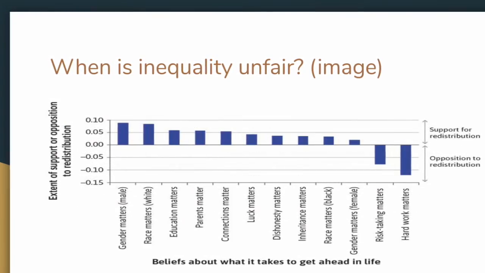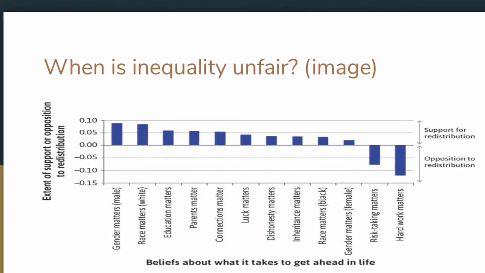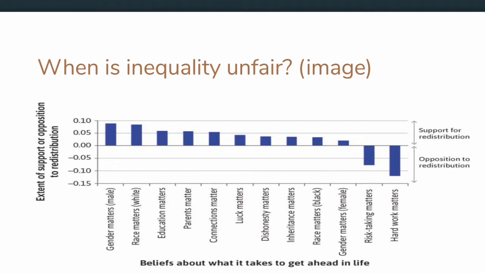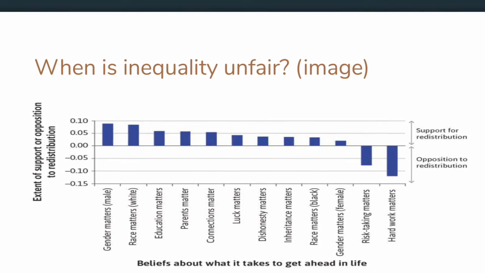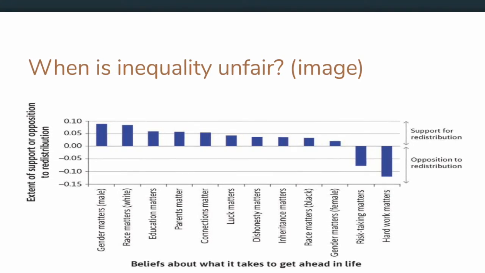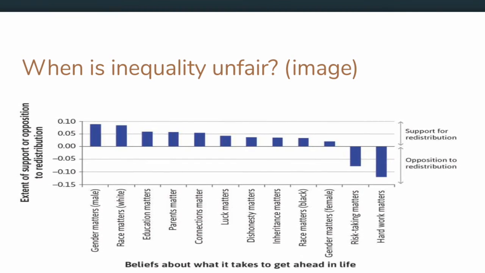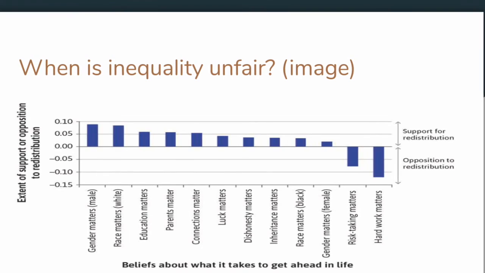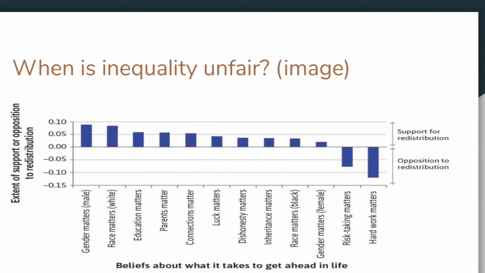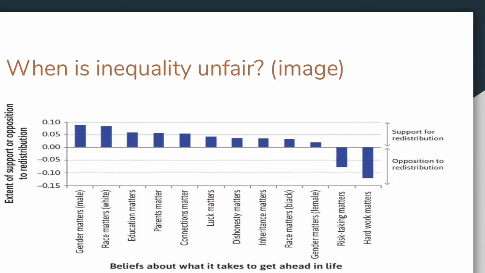So in this graph, if you read the bottom, it shows beliefs about what it takes to get ahead in life. It says gender matters, male; race matters, white; education matters; parents matter; connections matter; luck matters; dishonesty matters; inheritance matters; race matters, black; gender matters, female; risk-taking matters; or hard work matters. On the far right, the arrows going below show opposition to redistribution, and the arrows going up show support for redistribution. On the side, you can see the extent of support or opposition to redistribution, such as negative 0.15 and so on. So yeah, this graph is very good, and I received a lot of knowledge from it as well.